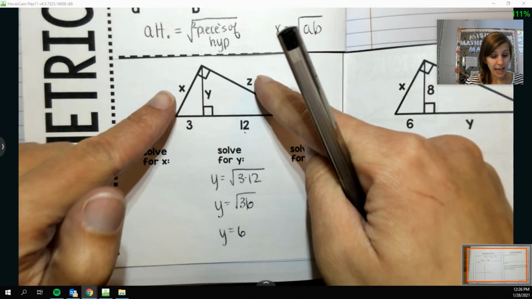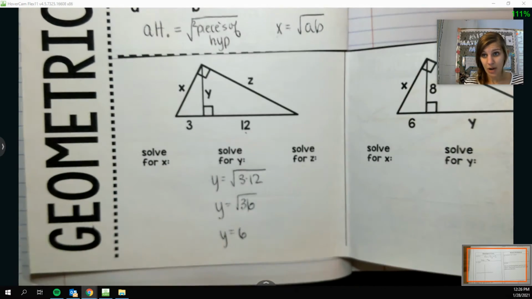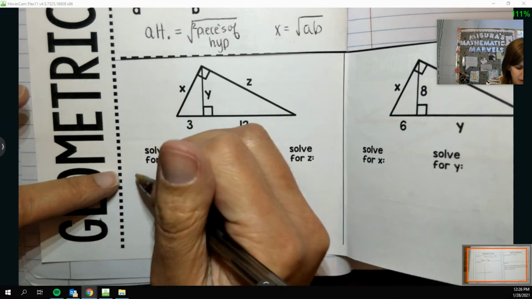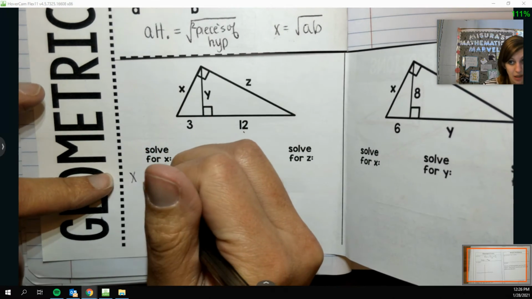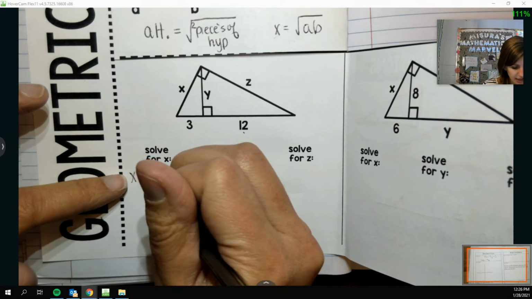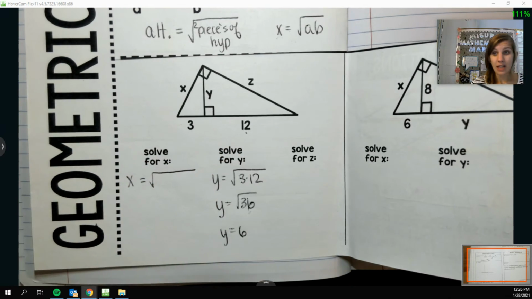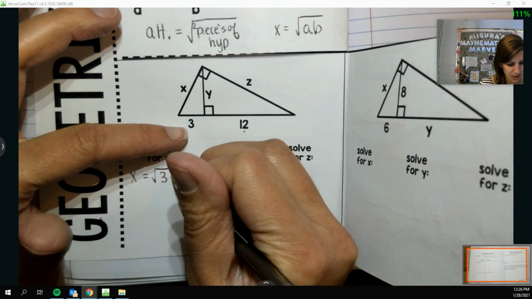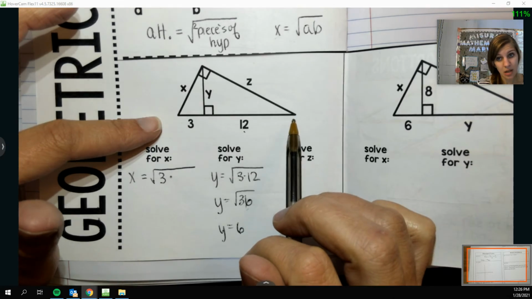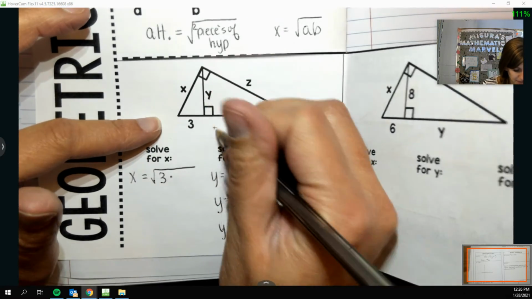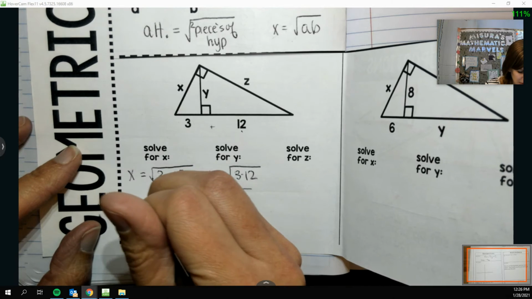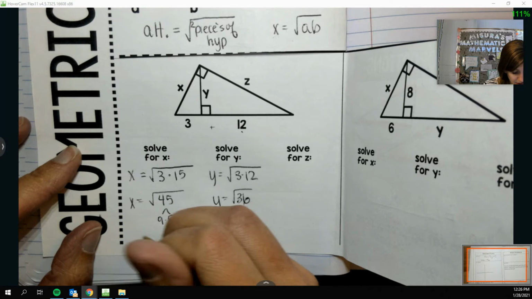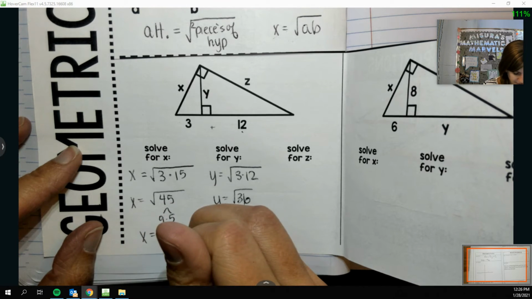If I want to solve for a leg, so one of the legs of the big right triangle, let's say I want to solve for x first. Our leg geometric mean theorem is leg equals the square root of the piece of the hypotenuse that is closest, so 3, times the whole hypotenuse, which is 15, because we had to add them up. So we get x equals square root of 45, which I can split up because 9 times 5, so 3 root 5.